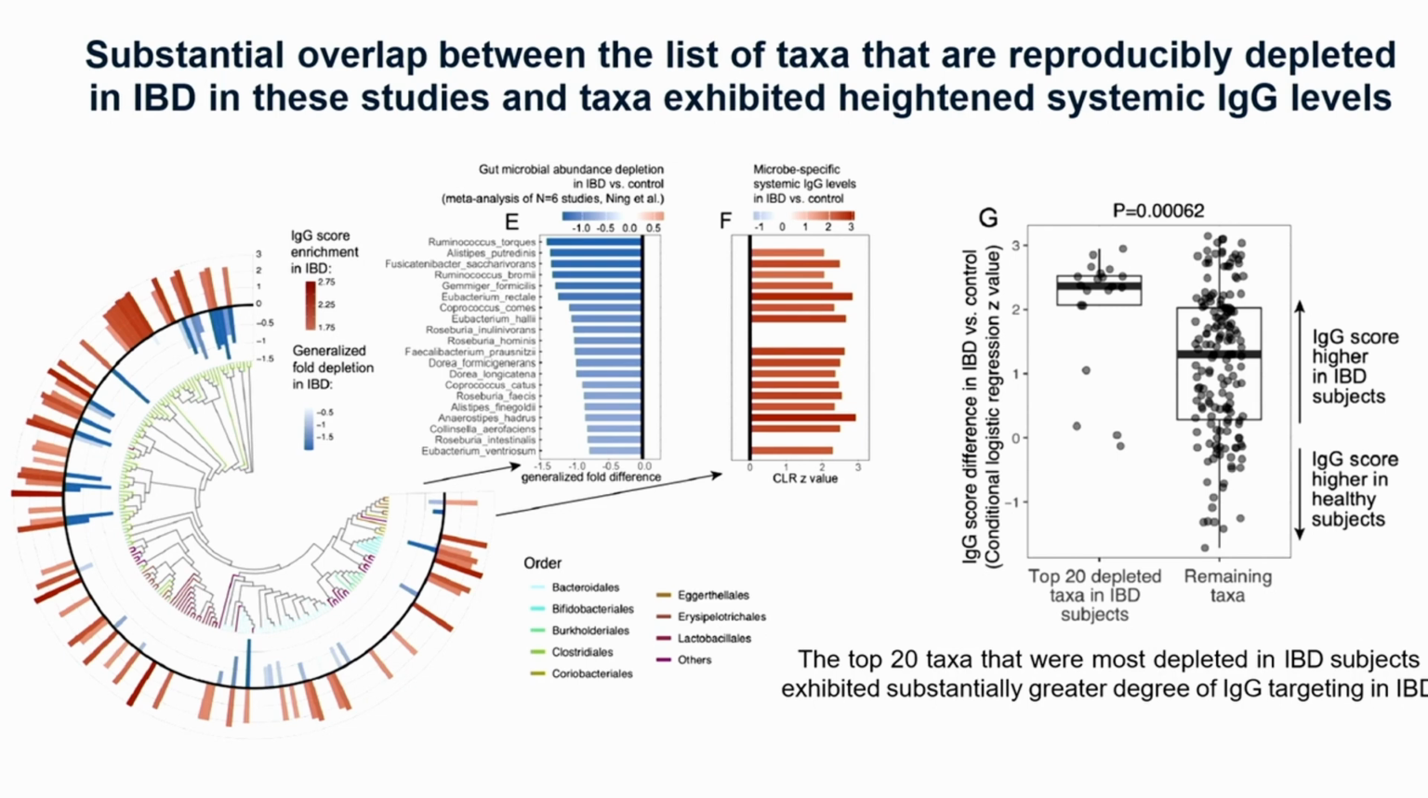immune reactivity. When you look at the right graph, G, looking at the 10 to 20 taxa that are most depleted, the IgG score really increases in those groups. It could indicate depletion of bacteria, possibly good or beneficial bacteria. They may be depleted because of this systemic immune reactivity.